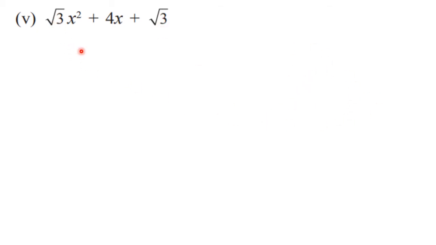See, root 3 into root 3 you will get 3. And here positive sign is there. So we have to find out two numbers whose multiplication is 3 and addition is 4. So very easy to find. 3 ones are 3. 3 plus 1 is 4. So this middle term we can split as 3x plus x. 4x we can write as 3x plus x. First term as it is and the last term as it is.